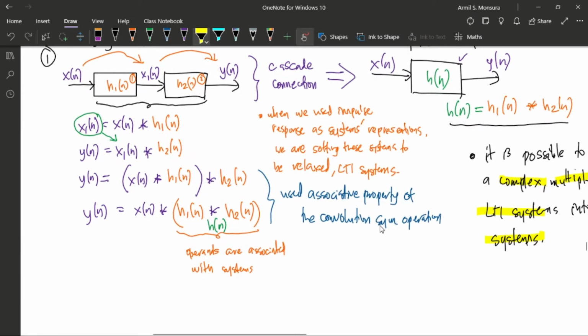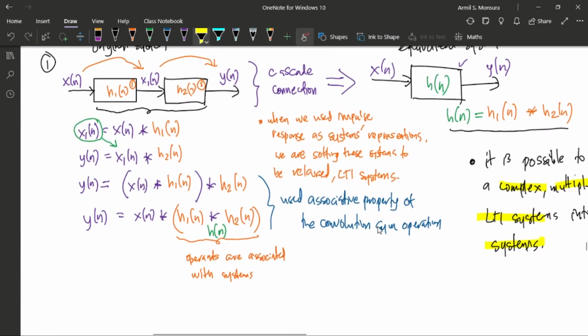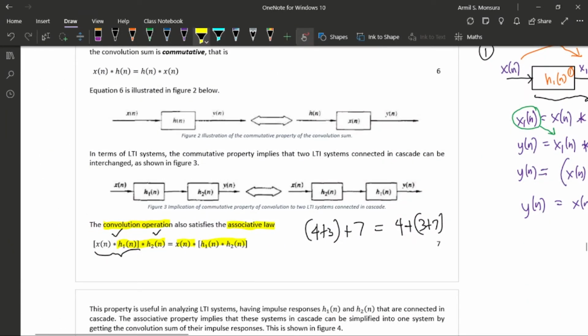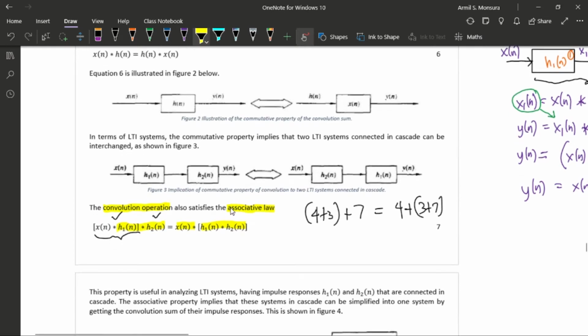Now, it is also possible to implement yung commutative property ng convolution sum dito. So, aside from allowing us to change the order of operands for a convolution sum operation, the commutative property would also allow you to rearrange systems that are connected in cascade.